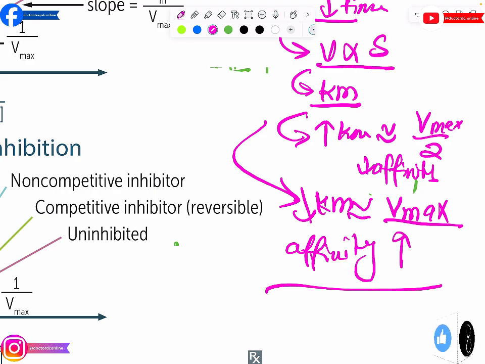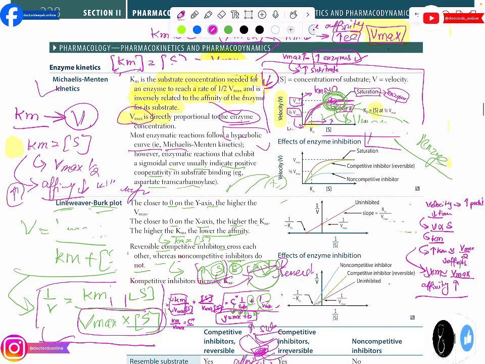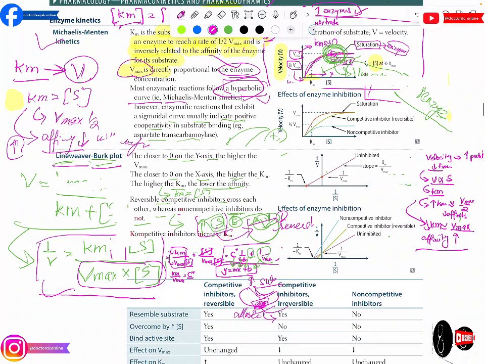All these things are explained by Michaelis-Menten kinetics in the hyperbolic graph, and the Lineweaver-Burk plot gives a straight line graph, but the things are the same. Just the shape of the graph changes. That is all for today about enzyme kinetics.